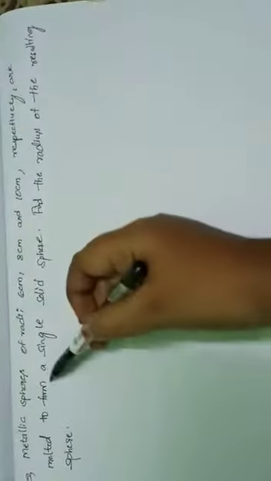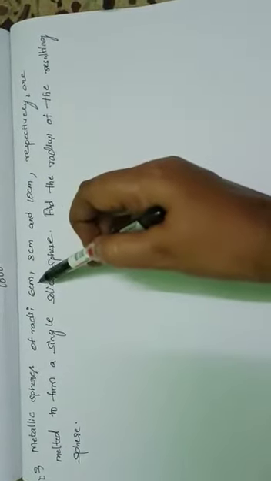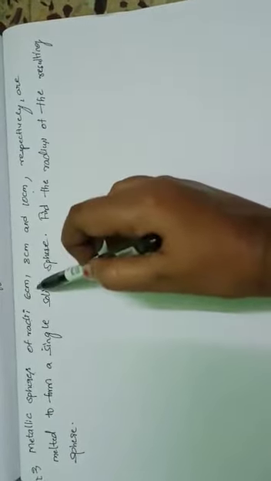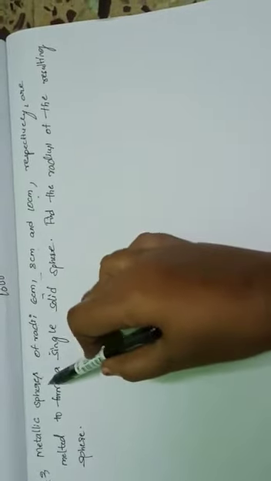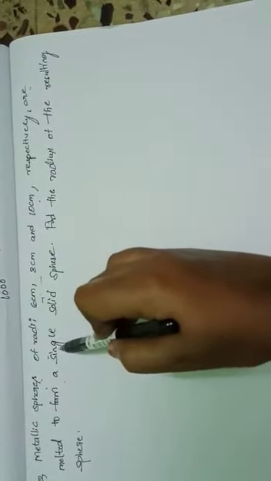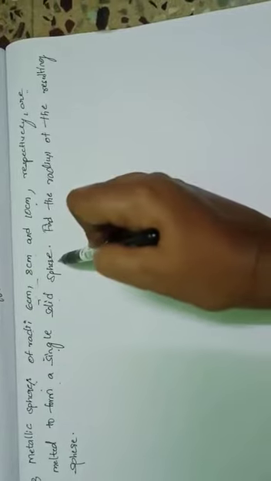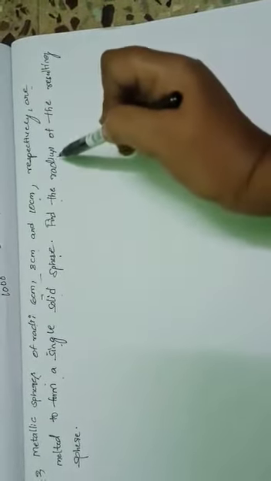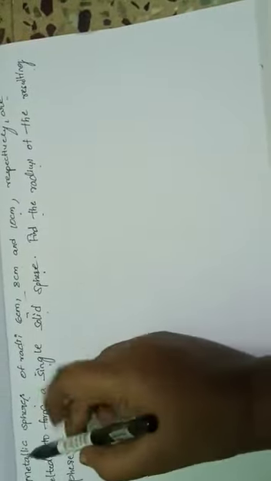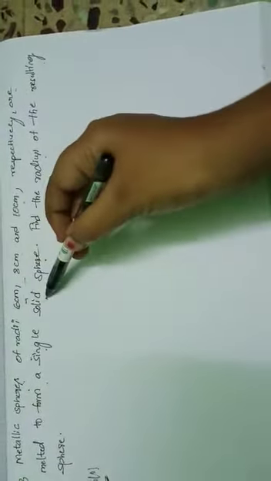Next, second question: metallic spheres of radii 6 centimeters, 8 centimeters, 10 centimeters. Here we have 3 spheres given. Radii of these 3 spheres are melted to form a single solid sphere. Find the radius of the resulting sphere. First we have three spheres. After melting, they formed one big solid sphere.